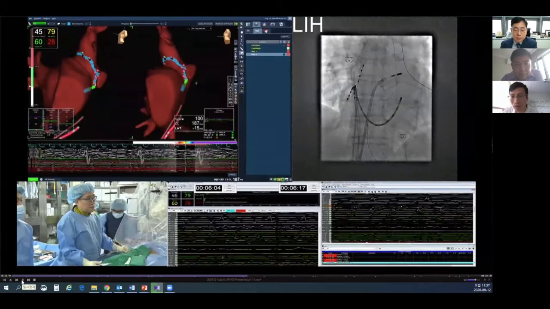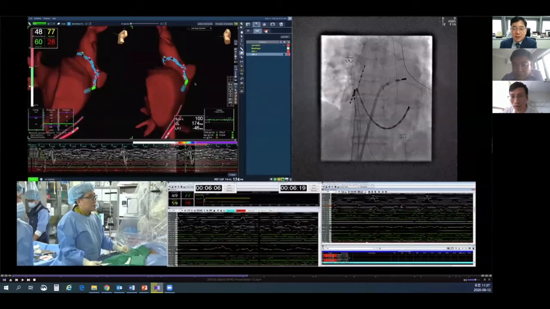Okay, before moving to the posterior aspects of the left pulmonary vein, I would like to emphasize ablating this carina area.